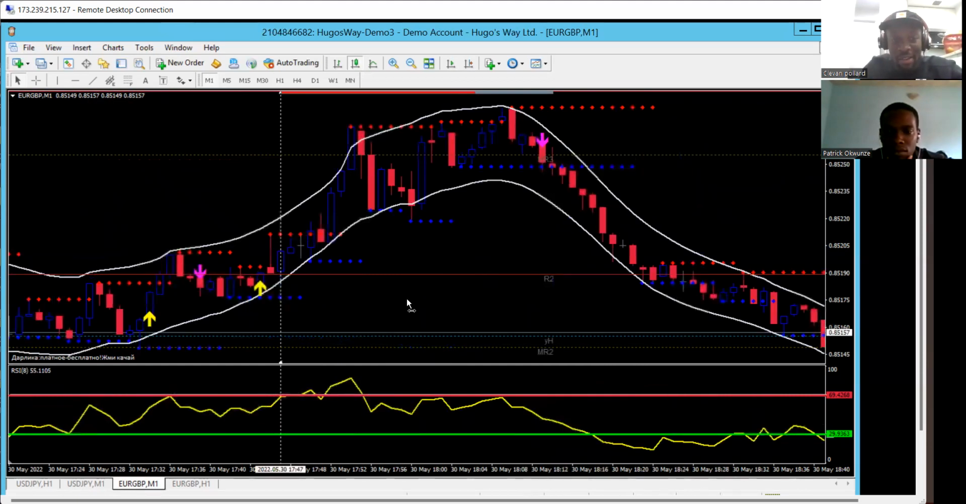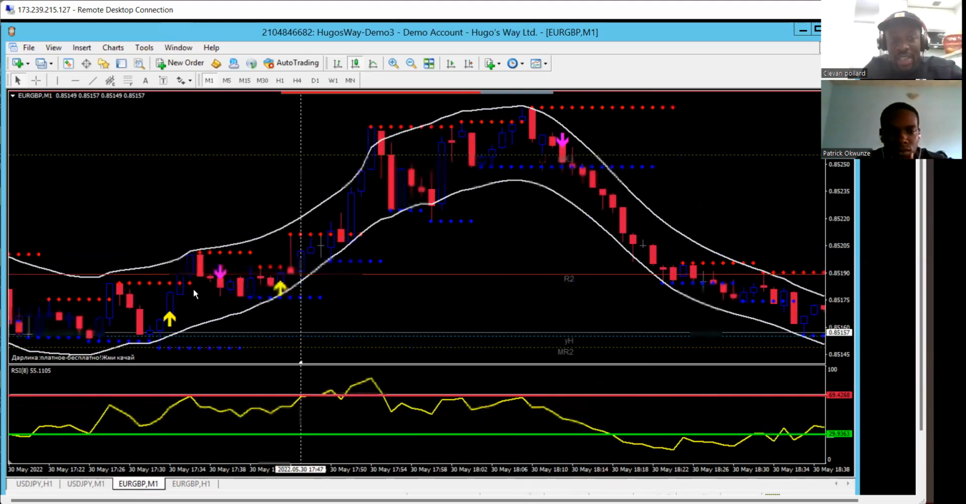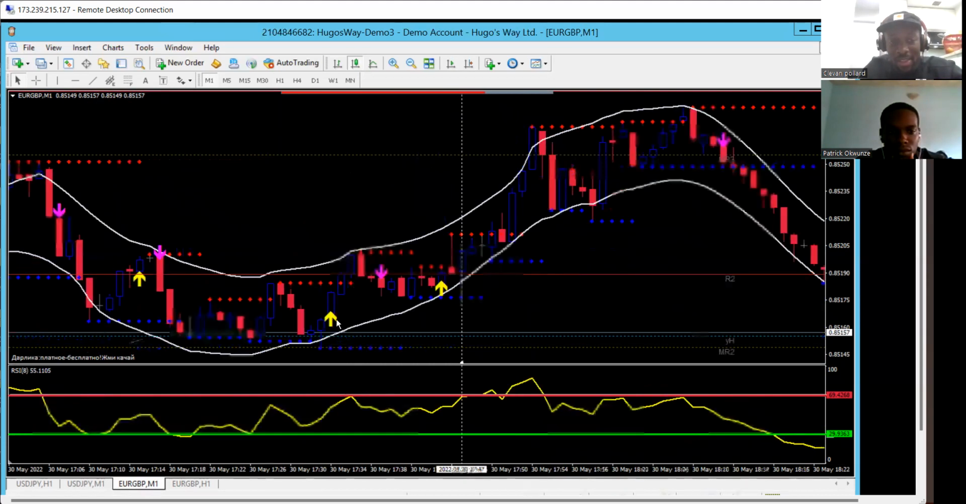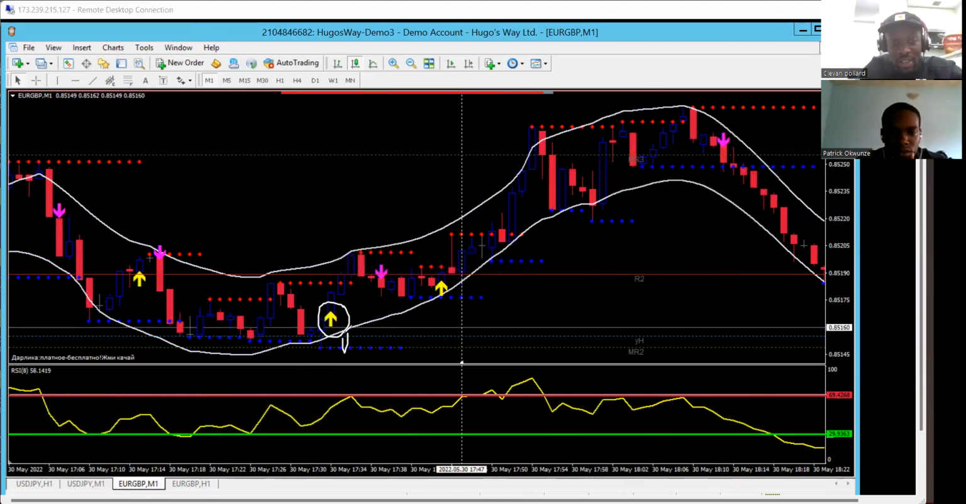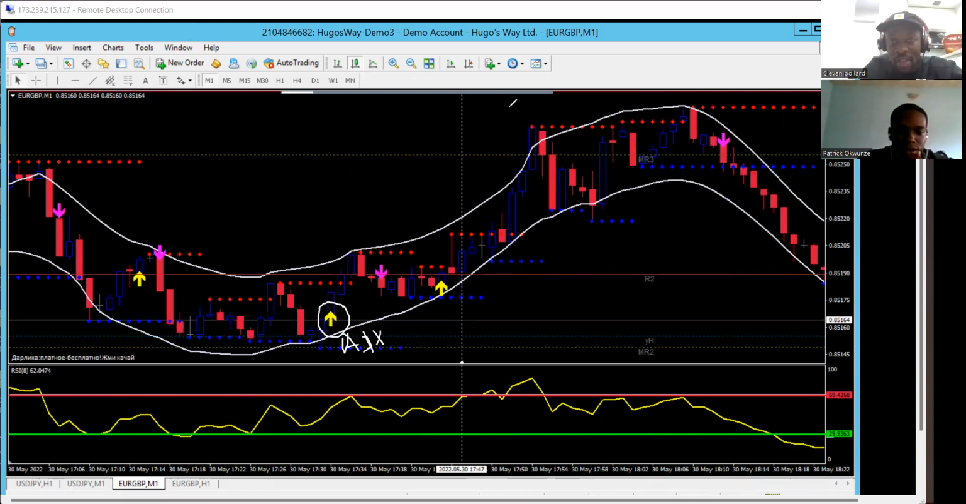Because this first arrow right here was the ADX crossing. Let me just point it out real quick. This arrow is the first ADX cross. There's this RSI below here, right? This arrow is when the ADX first crossed for an uptrend.